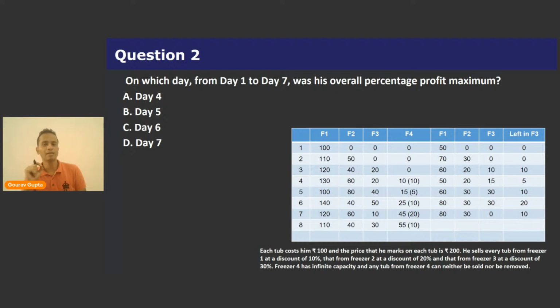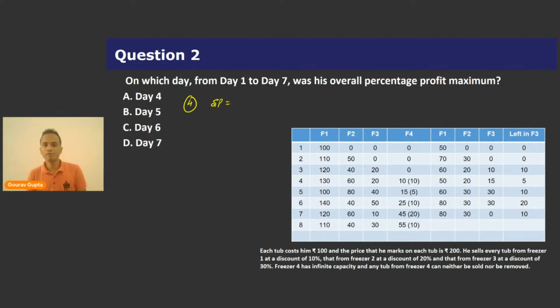Now we'll have to calculate the day-wise profit percentage. So what I'll do is I'll calculate day-wise sales and then day-wise cost, and then upon that, I'll calculate the net profit percentage for that particular day. Now day 4, if I talk about day number 4, let's calculate the selling price, the revenue.